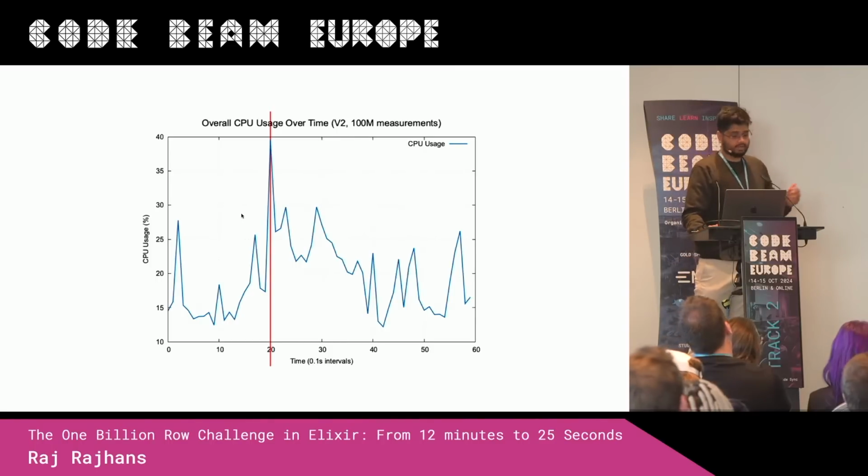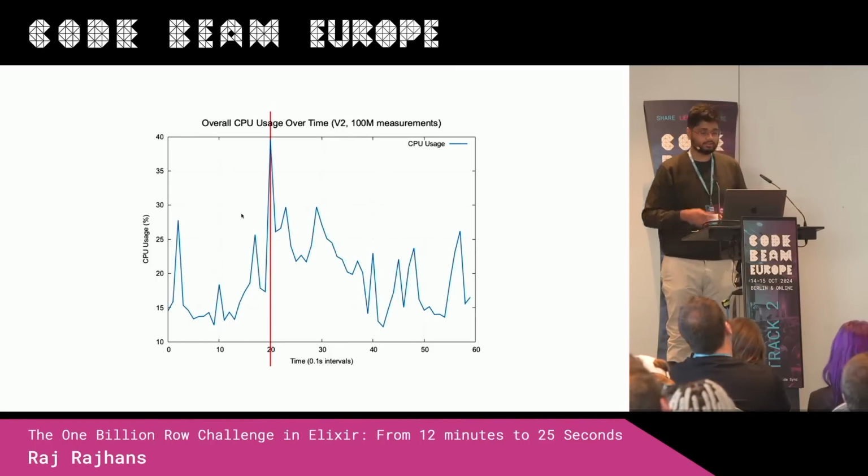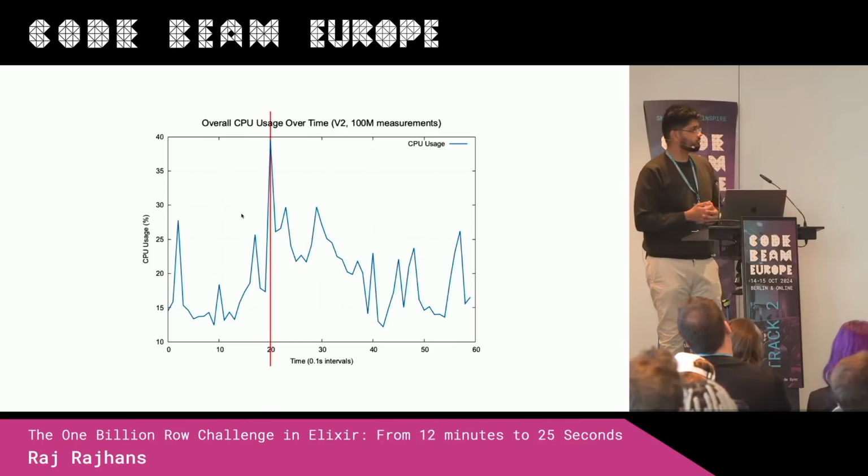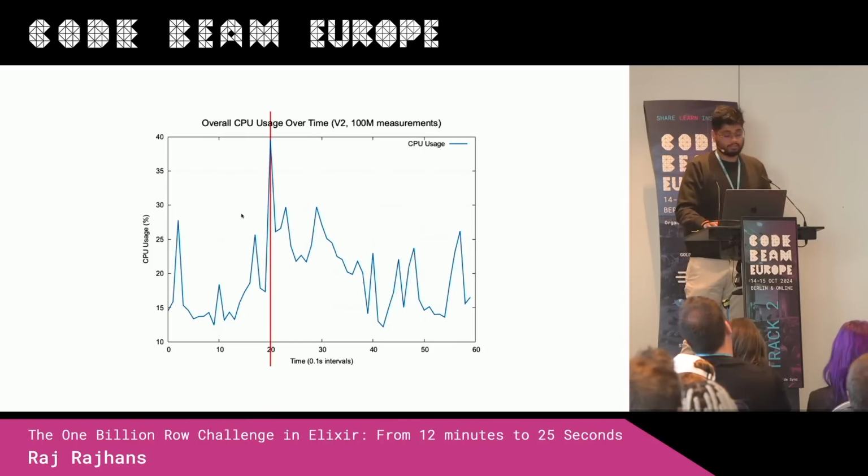This is a usage graph for the CPU while the code was running. The red line represents the start of running the script. So whatever is before the red is kind of like the baseline values, and whatever is after the red are the CPU values when the script is actually running. So I thought, we've got all of these cores and they're barely being used. Let's just do something about it.